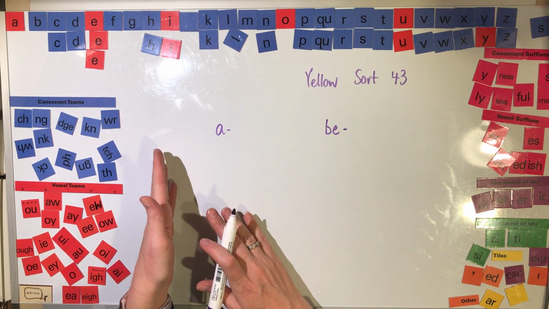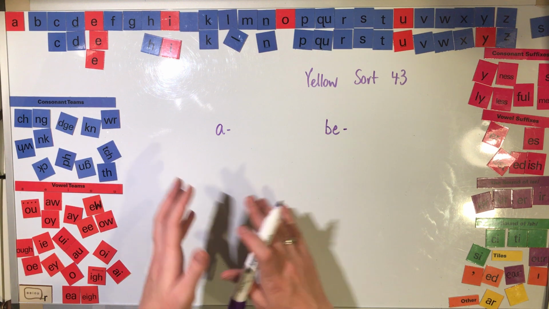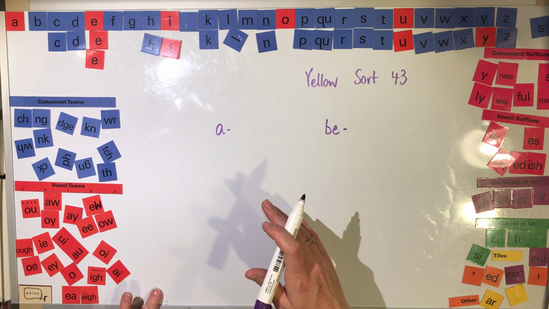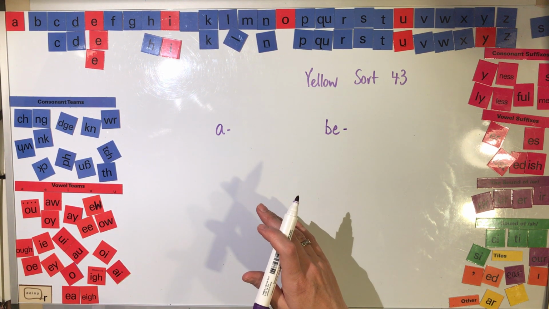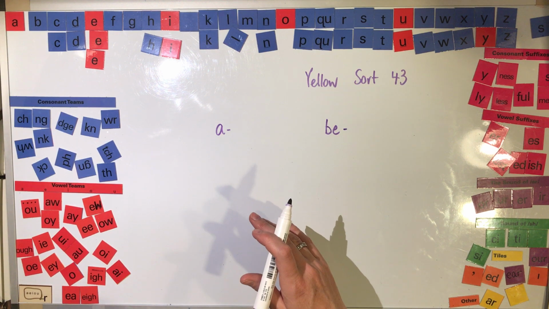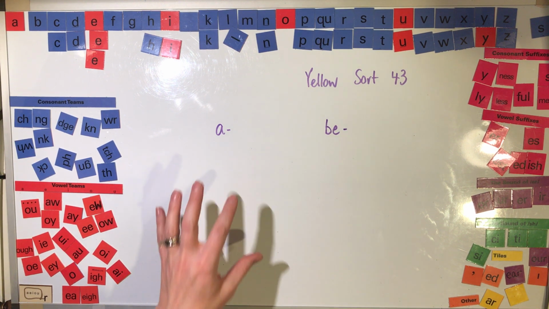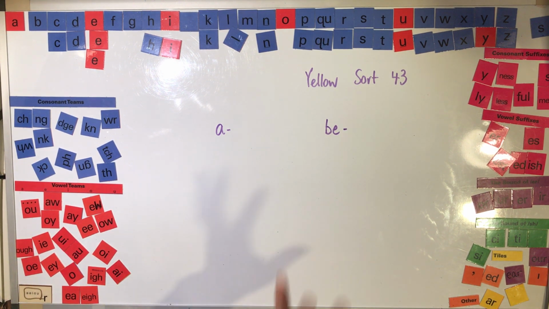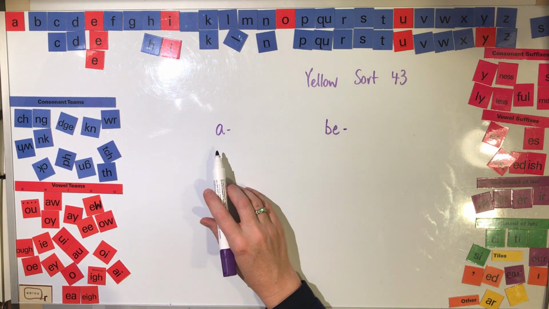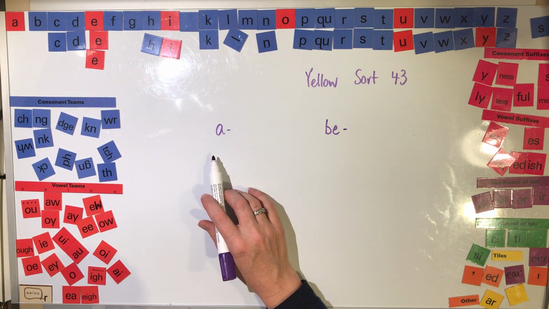Now, this week we've actually finished the complex consonant endings, and we've started a new unit called high frequency words and contractions. So this sort is lots of really high frequency words, broken down into high frequency words that begin with A and high frequency words that begin with B. One thing to note though is all of these words, while they begin with A, you don't say A.